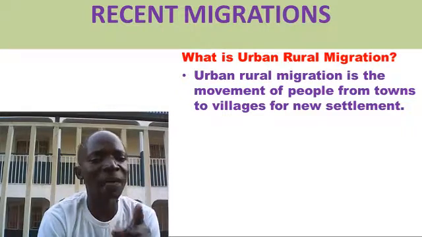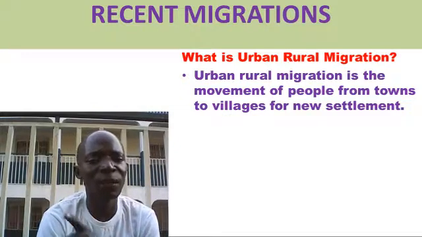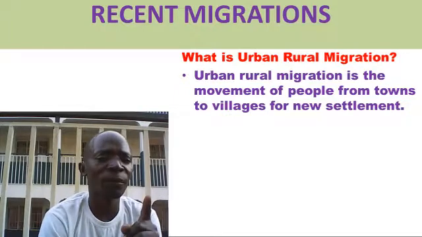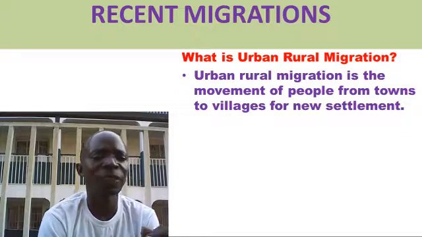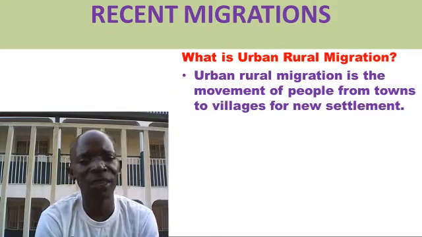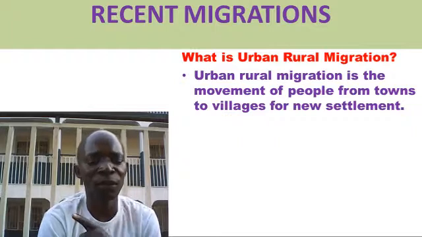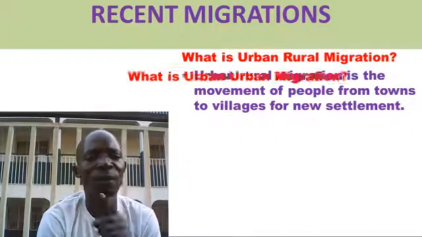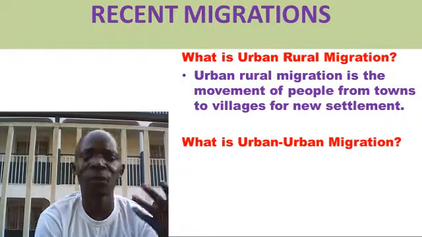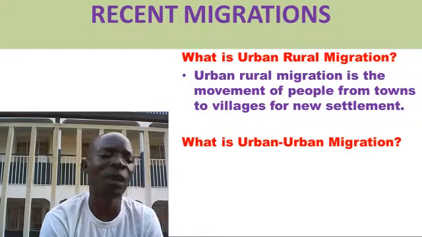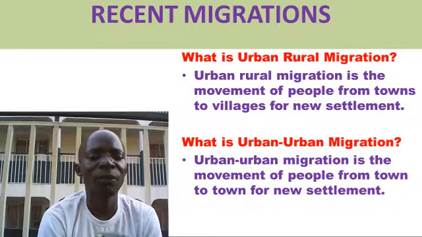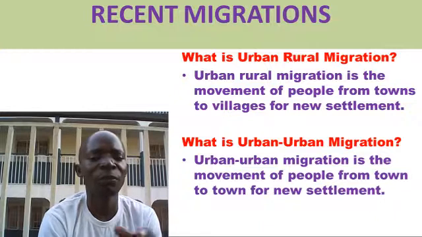This one is urban-rural migration. With urban-rural migration, you move from urban areas, that is town areas, and go to the village. What about urban migration? Urban means you move from town to town, you shift from one town to another. It is the movement of people from town to town for new settlement.